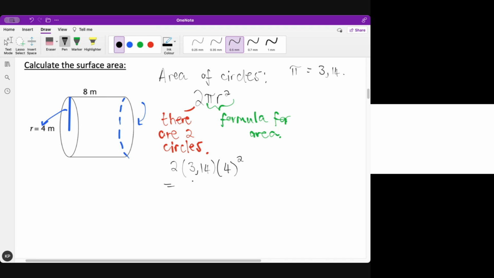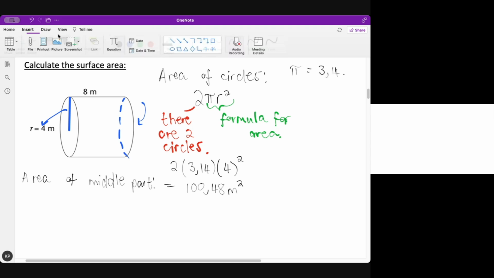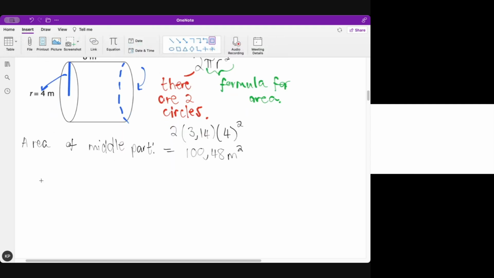Thank you, Seth. I got the same thing. 100,48 meters squared because it's an area. Okay, so this accounts for your 2 circles. Now, the area of the middle part, while we're still getting used to it, I'm going to actually draw a rectangle.